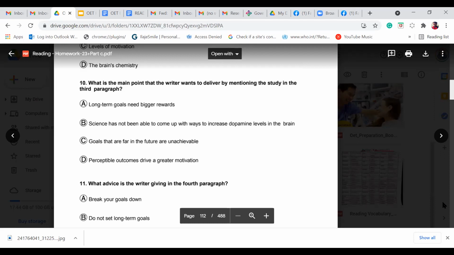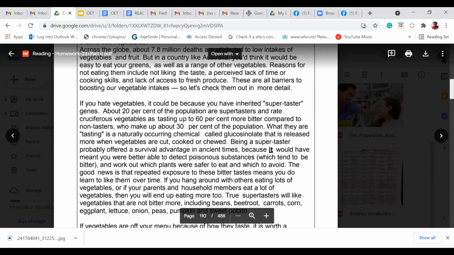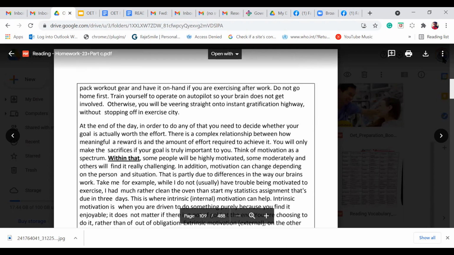Is the study talking about long-term goals that need bigger rewards? Science has not been able to come up with ways to increase dopamine levels. Goals that are far in the future are unachievable. Perceptible outcomes drive motivation. Okay, well, I can't even master everything. I can't have everything in my head. So let me go to the third paragraph.